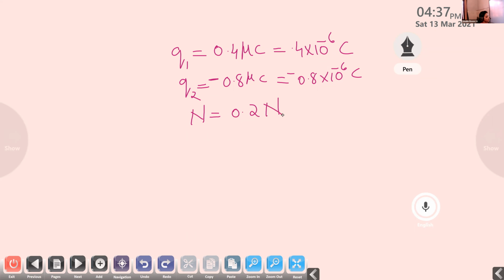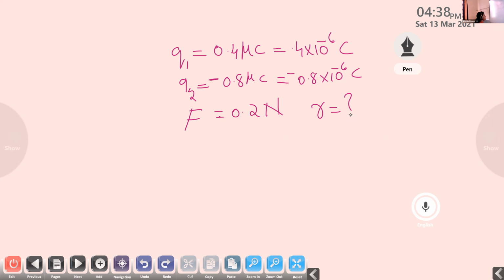This is the force of attraction or repulsion. Since it is two like charges, here the force present is a force of repulsion. The force of repulsion between these two charges, F is equal to 0.2 Newton. Now we want to calculate R, the distance of separation.